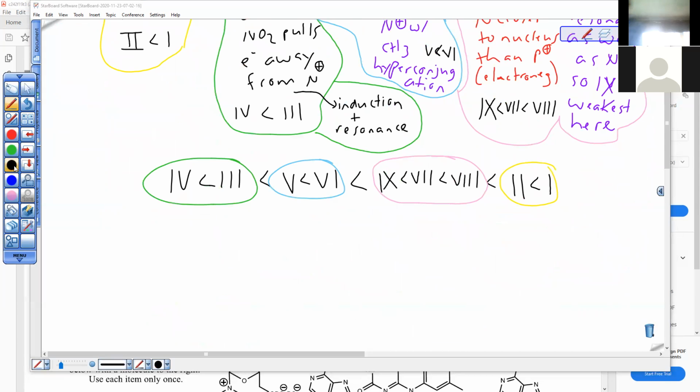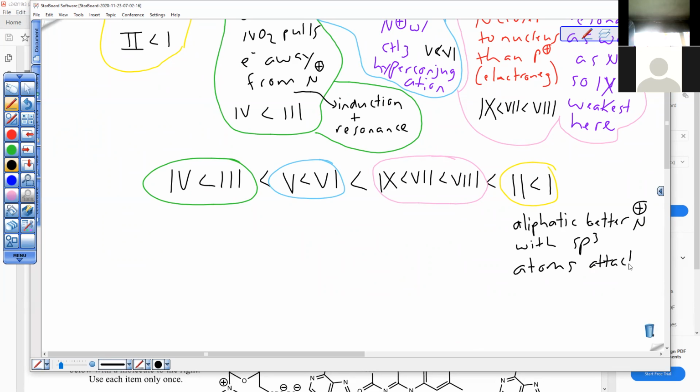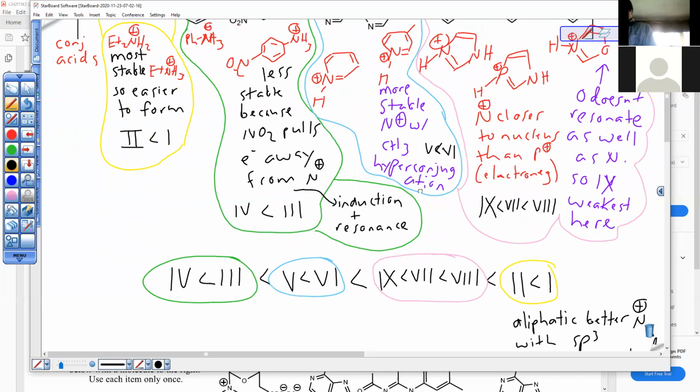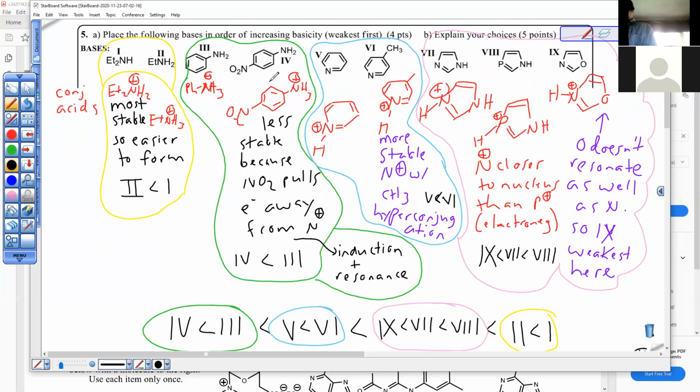And some explanations underneath. Aliphatic better with better N plus with sp3 atoms attached. And these are all sp2 atoms with the plus charge, except for these guys, but they're attached to an sp2. So that does fit the argument. And these are sp2s.